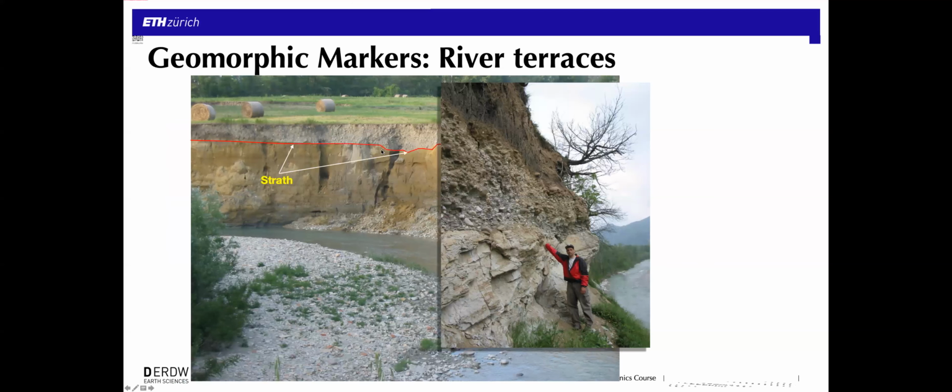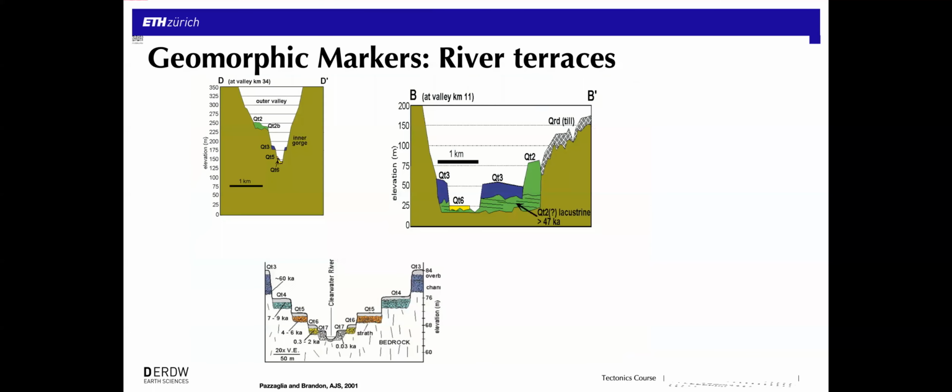So we refer to this bedrock fluvial contact as the strath of a terrace. This is a close-up of that. You can see that this is in fact bedrock. This is a sedimentary bedrock. It was eroded by the river, and then river gravels were deposited on top of that. It's a type of unconformity. But in this case, this unconformity is telling us something about the displacement of the rock relative to the river, which is way down here, over the time since that gravel was deposited.